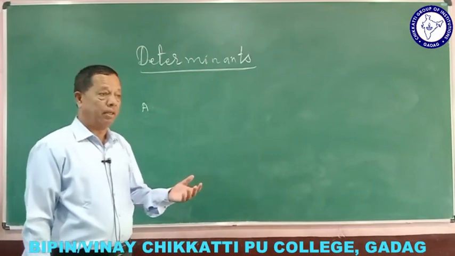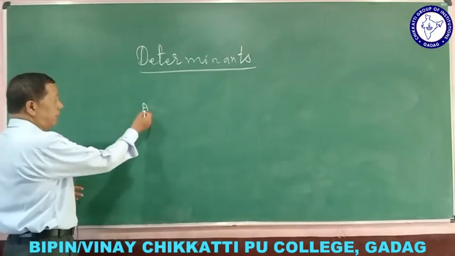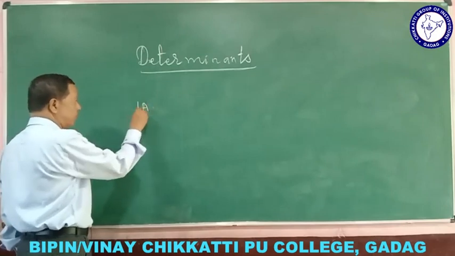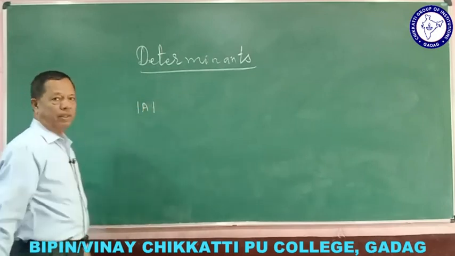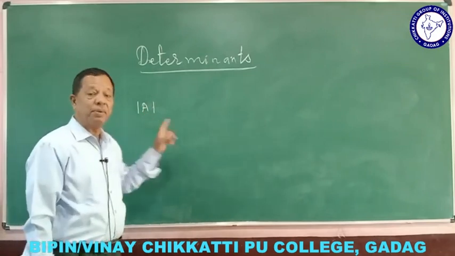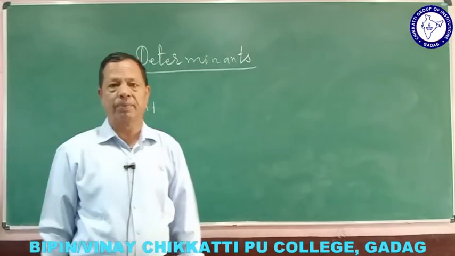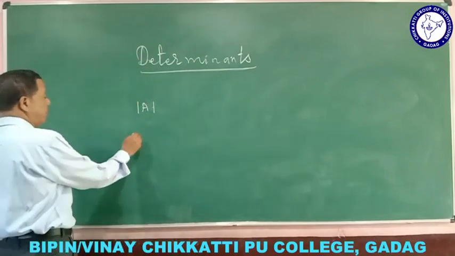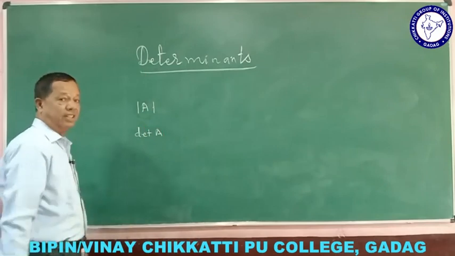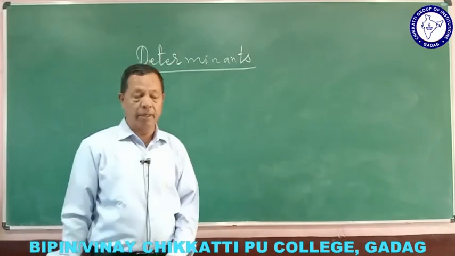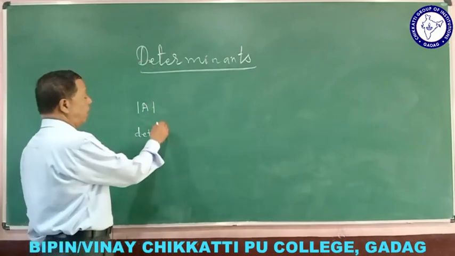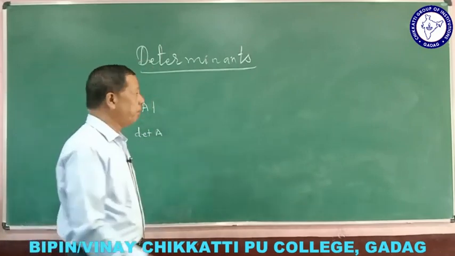Before telling, I want to tell that the determinant of a square matrix is denoted like this. A is a matrix, but this is not a matrix, it is the determinant of A. Or another symbol is det A, we write DET, and we have to read it as determinant of A. So that number, how do we find it?